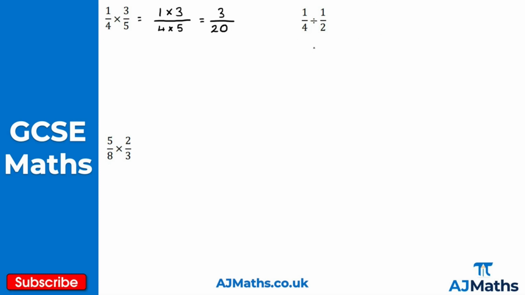Now for the second one here, we're dividing this time. Now dividing is a little bit more complicated, but it's not too bad. Essentially, when you divide fractions, we turn it into a multiplication problem. So the way we do this is using something called KCF. And KCF tells us how to turn this into a multiplication problem. So we keep the first fraction.